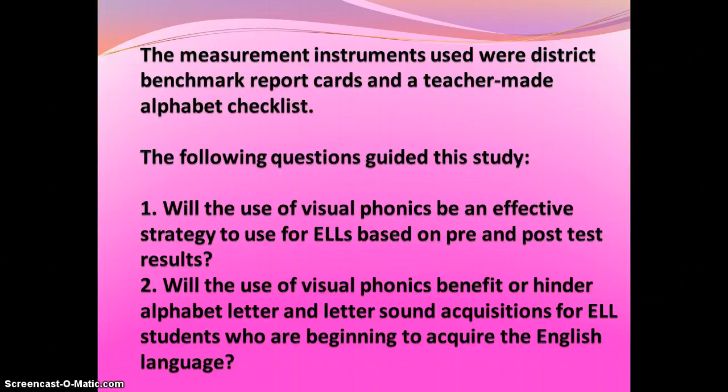The following questions guided this study. Will the use of visual phonics be an effective strategy to use for ELLs based on pre- and post-test results? Will the use of visual phonics benefit or hinder alphabet letter and letter sound acquisition for ELL students who are beginning to acquire the English language?